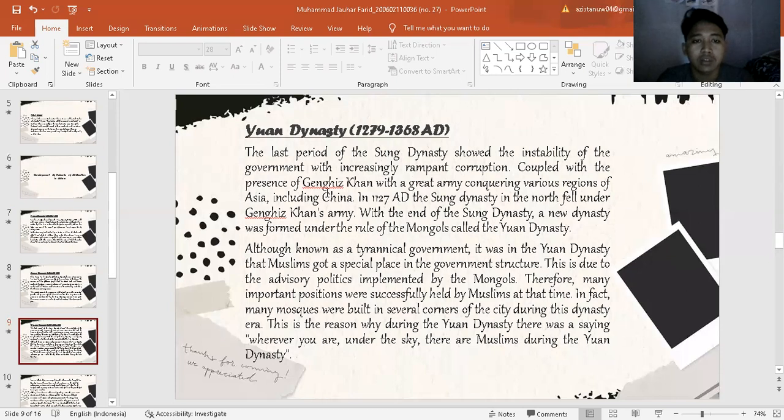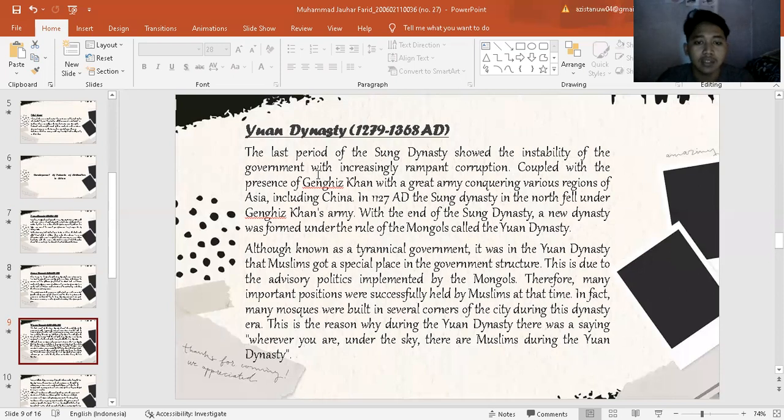coupled with the presence of Genghis Khan with a great army conquering various regions of Asia, including China, in 1127 AD. The Song dynasty in the north fell under Genghis Khan's army. With the end of the Song dynasty, a new dynasty was formed under the rule of the Mongols, called the Yuan dynasty.